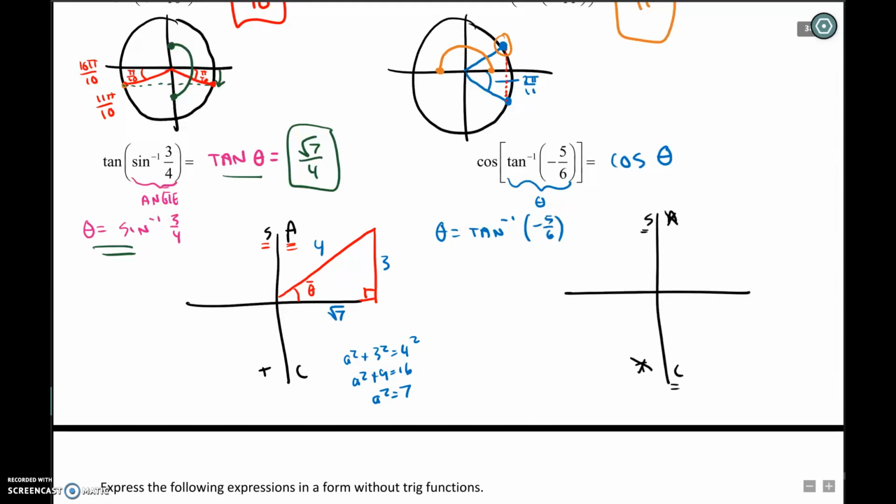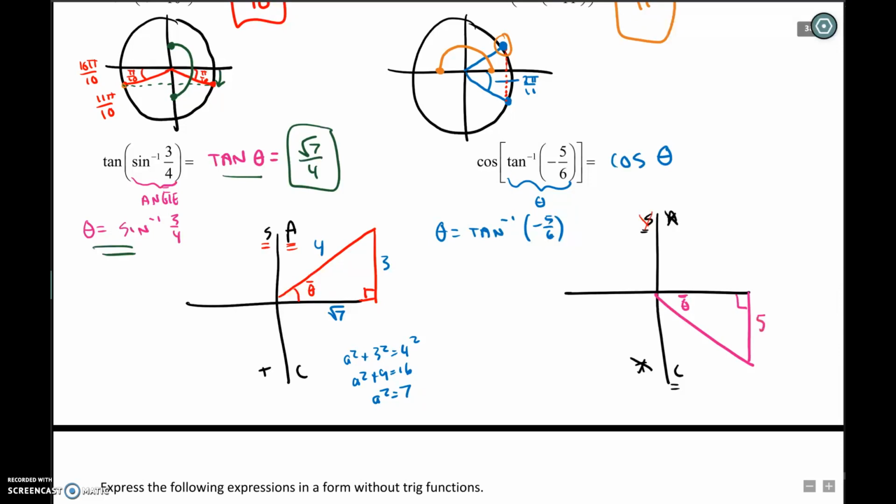The inverse tangent will give you an angle in these two quadrants. So that rules out this one. So this angle must be a fourth quadrant angle. So draw your triangle in the fourth quadrant. This is theta bar. It's the reference angle for theta. And the ratio of the tangent is 5/6.